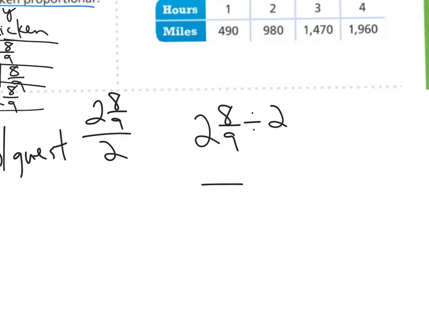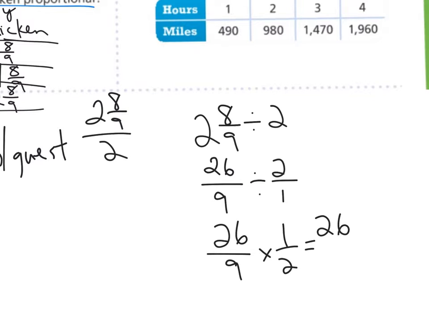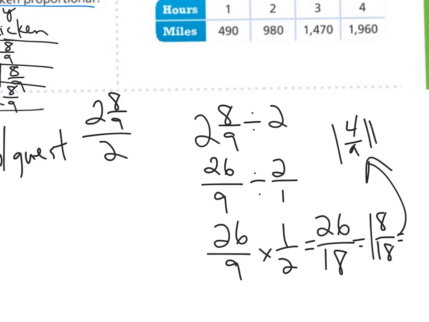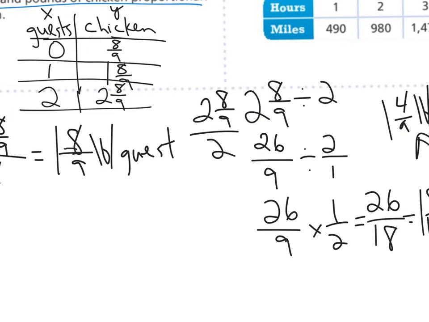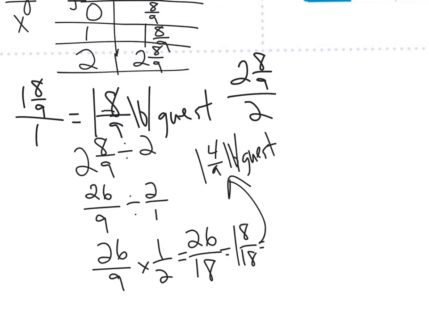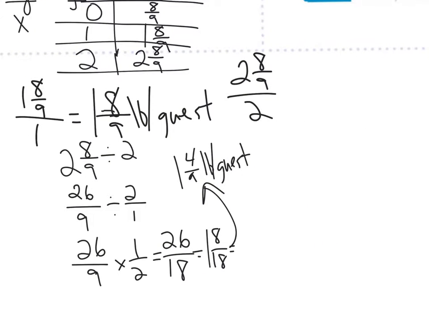So that's 26/9 divided by 2 over 1. Change to the reciprocal. That's 26 over 18, which is 1 8/18, or you can reduce that to 1 4/9. So that's 1 4/9 pounds per guest, and if we had one guest, it was 1 8/9 pounds per guest. Obviously, that's not the same.